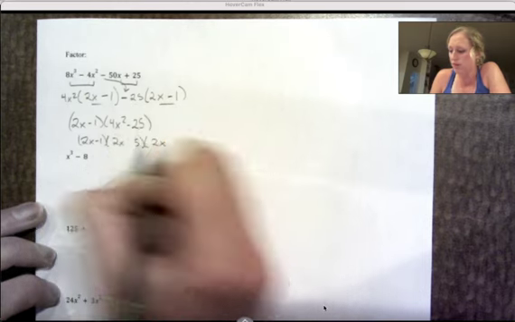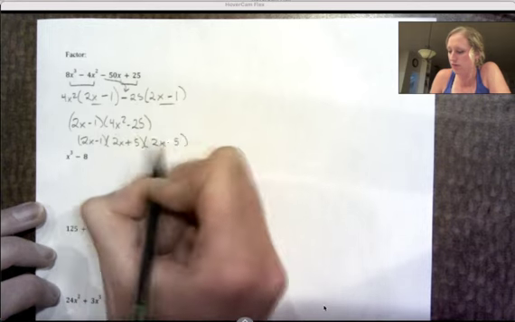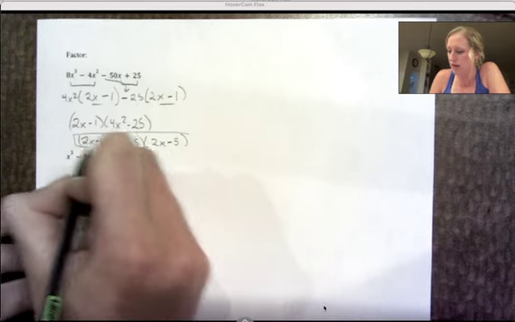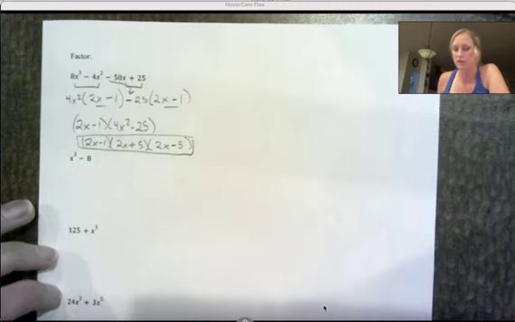Square root of 25 is 5. And remember, we have 1 positive and 1 negative. So that would be completely factored.